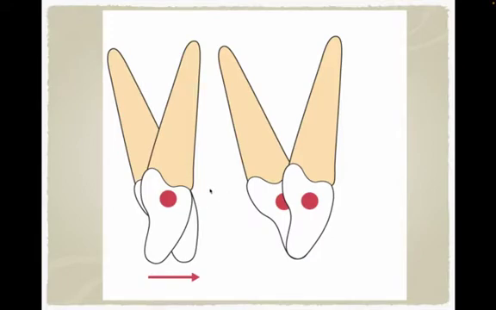Now, proclination or the tipping movement is basically when you have this crown here and you move this crown in this direction. So the crown will move forward while the root will move backward. That's called proclination. And this movement will give you space if you are doing orthodontic treatment, because simply you're doing a tipping movement. You are proclining the teeth. You're moving the crown in one direction and the root in the opposite direction.